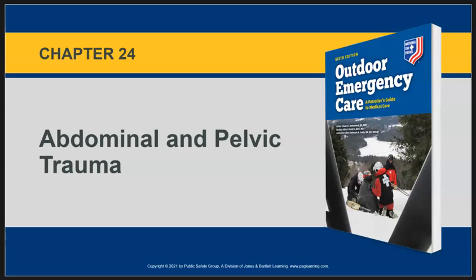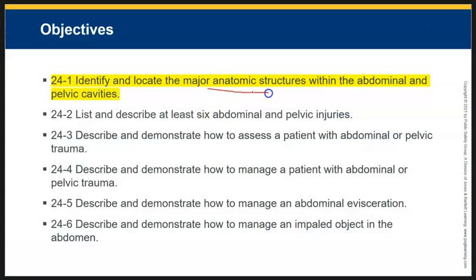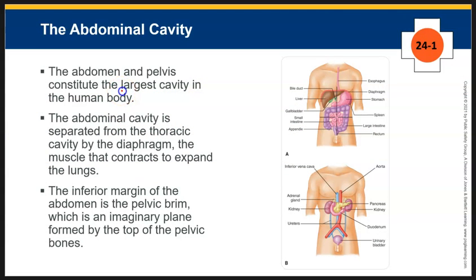This video continues Chapter 24 of OEC 6, Abdominal and Pelvic Trauma, by really considering the major anatomical structures of these two particular cavities. When we consider the anatomy and physiology, remember this is the largest cavity in the human body. The abdominal cavity is separated in a superior position by the diaphragm, above which is the thoracic cavity. And then on the lower end, the inferior margin of the abdomen, is the pelvic brim, that kind of imaginary plane where we go across the top of the pelvic bones, the iliac crests.